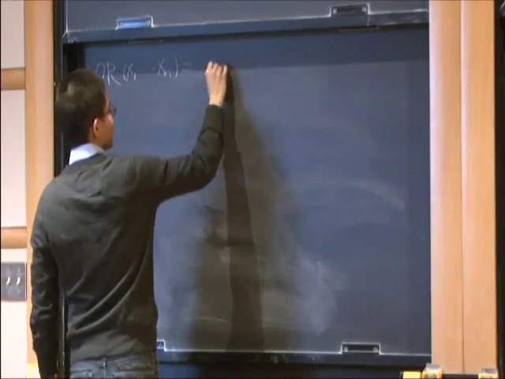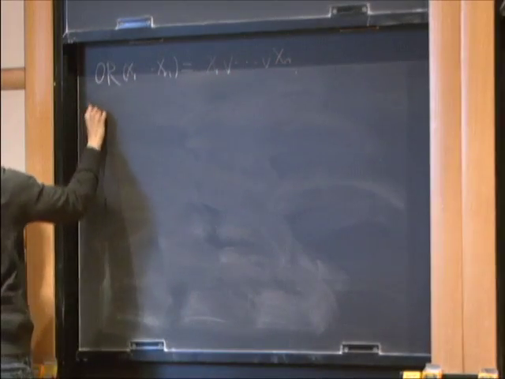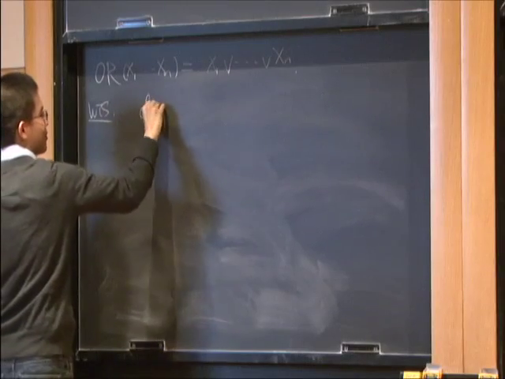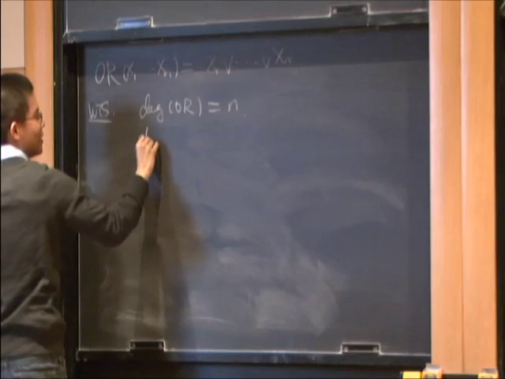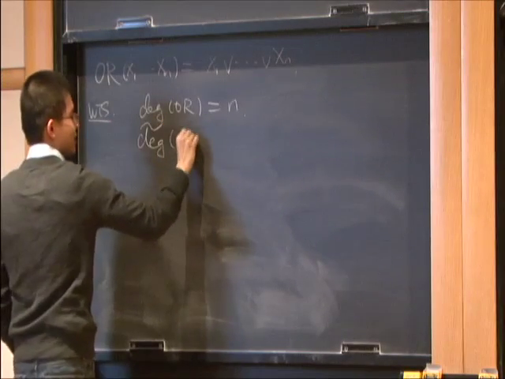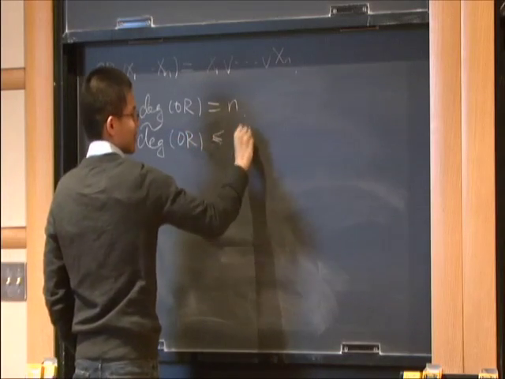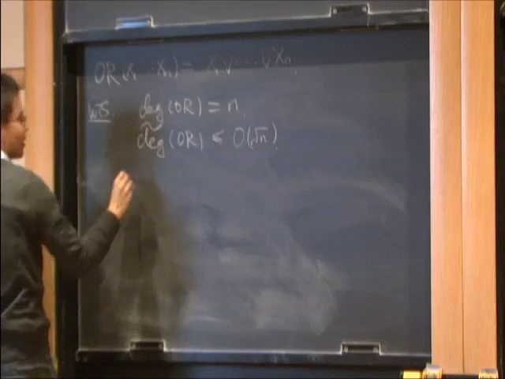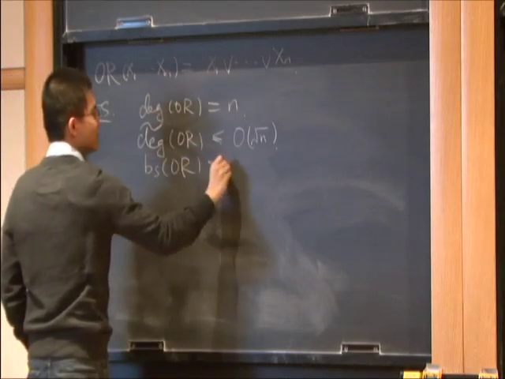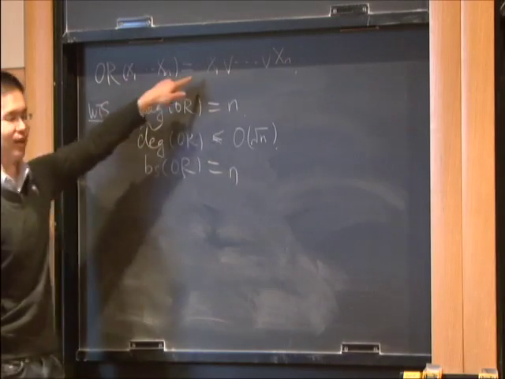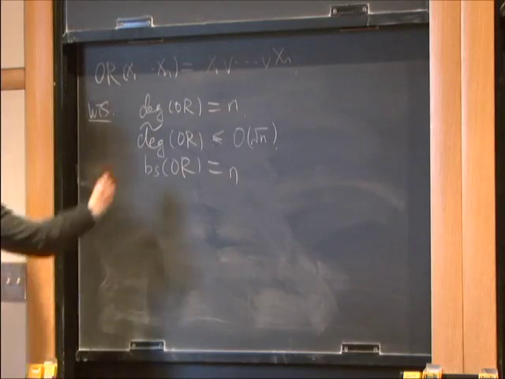Oh, this definition. And we want to show that, first of all, the degree of the OR function is equal to n. This is obvious, I'm not going to do it. And the approximate degree is roughly, actually we only need to show this is less than a constant times square root of n. And also, if you look at the block sensitivity, it's equal to n. This is also obvious, because if you look at the all-zero vector, then the sensitivity is already n. So now we only need to show this part.